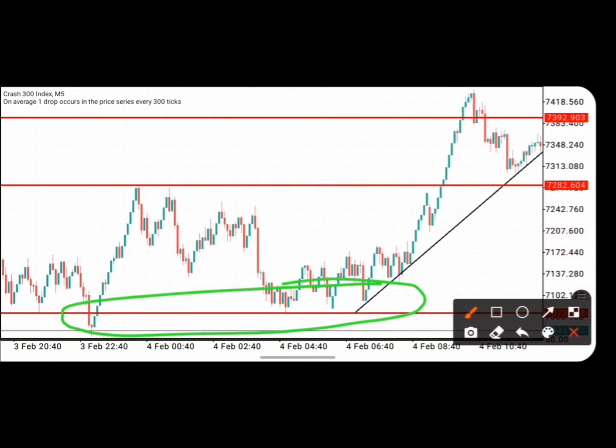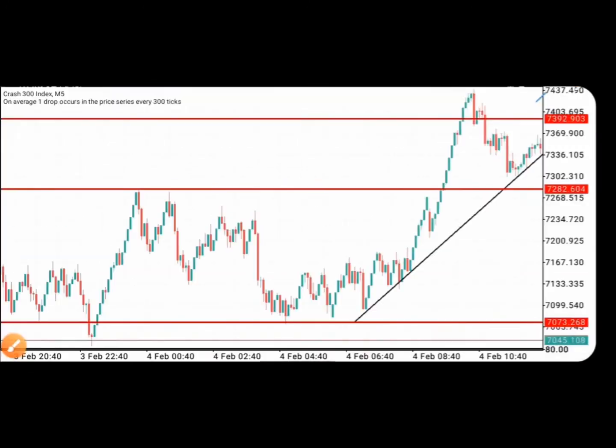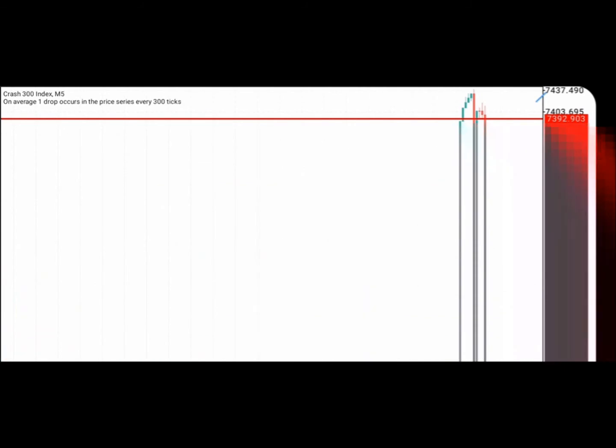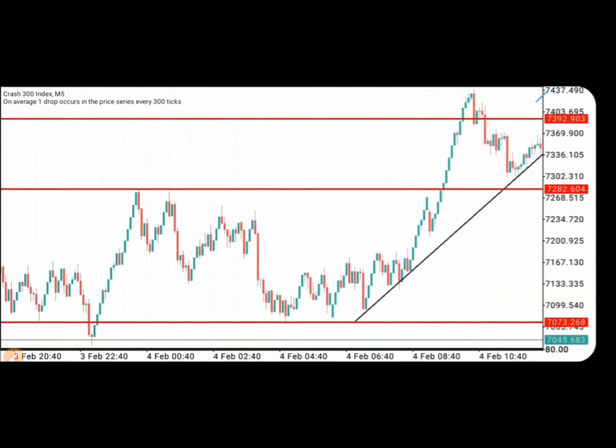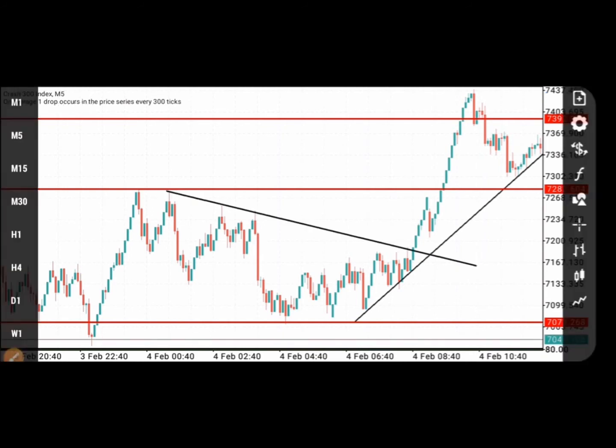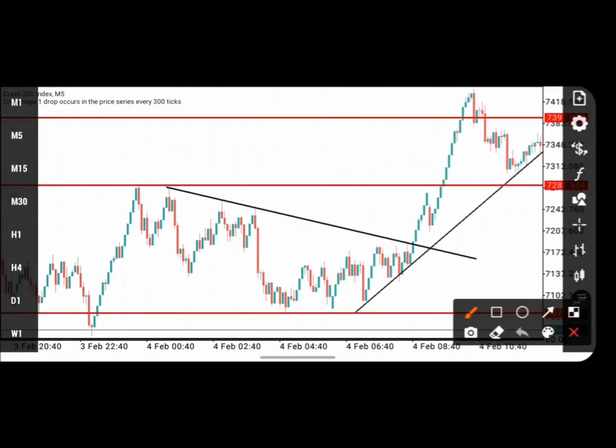This is a support zone. Let us see how the price reacted to the zone. First thing, as I have said, is to identify reversal and continuation patterns, and you can see on this setup that the market formed a triangle. This is a continuation pattern, the bullish triangle.